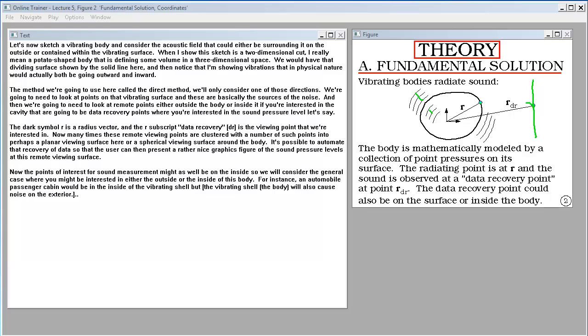Now, the points of interest for sound measurement might as well be on the inside, so we will consider the general case where you might be interested in either the outside or the inside of this body. For instance, an automobile passenger cabin would be in the inside of the vibrating shell that is the body of the automobile.